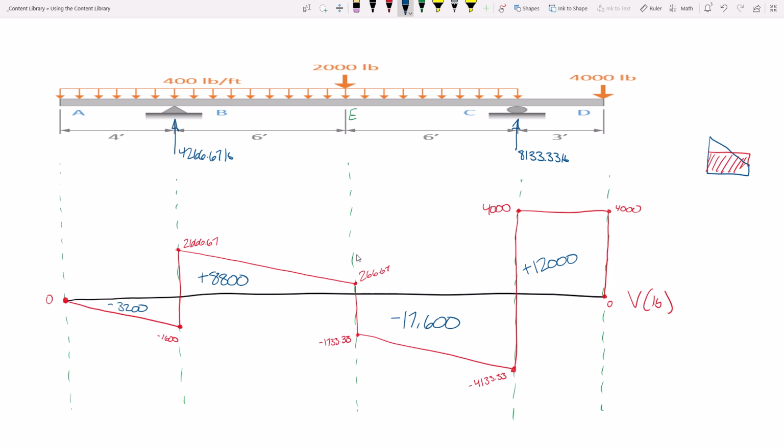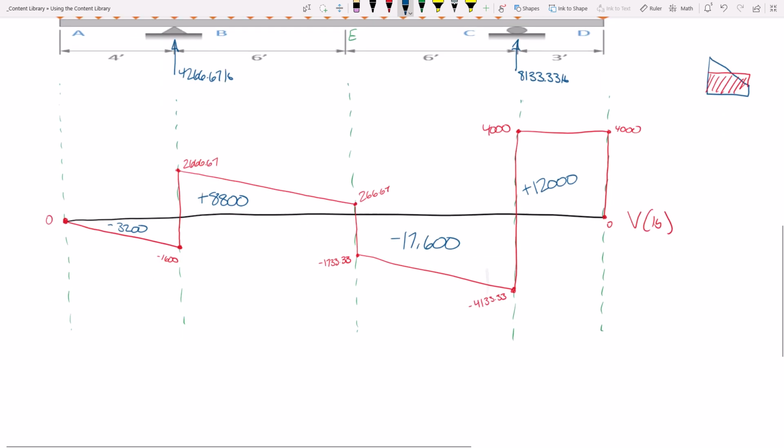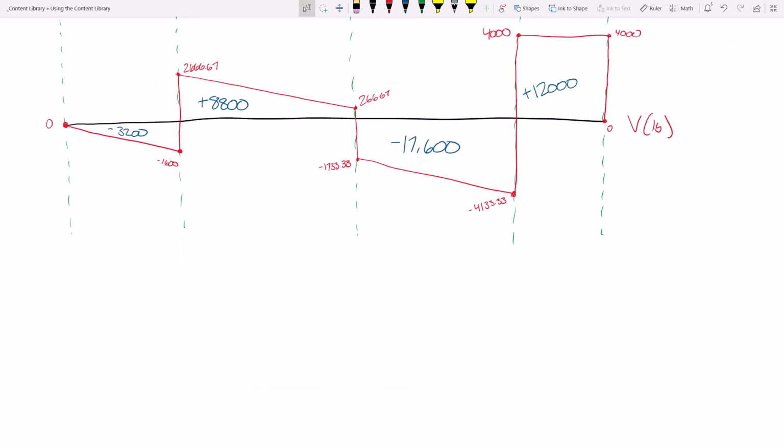to 0. That's correct. The reason that they are 0 is because we are integrating the shear diagram. Integrating the shear diagram yields the moment diagram. And the sum of moments are 0. There you go. Now, how to construct a moment diagram?